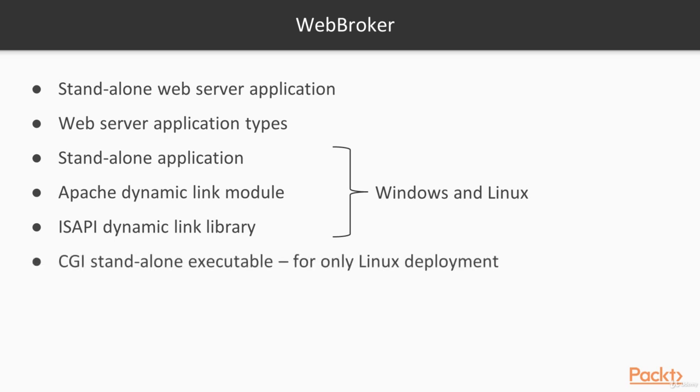CGI standalone executable: this web server application is a console application that receives client request information on standard input and passes the results back to the server on standard output. There is also a CGI standalone executable for Linux deployment only.